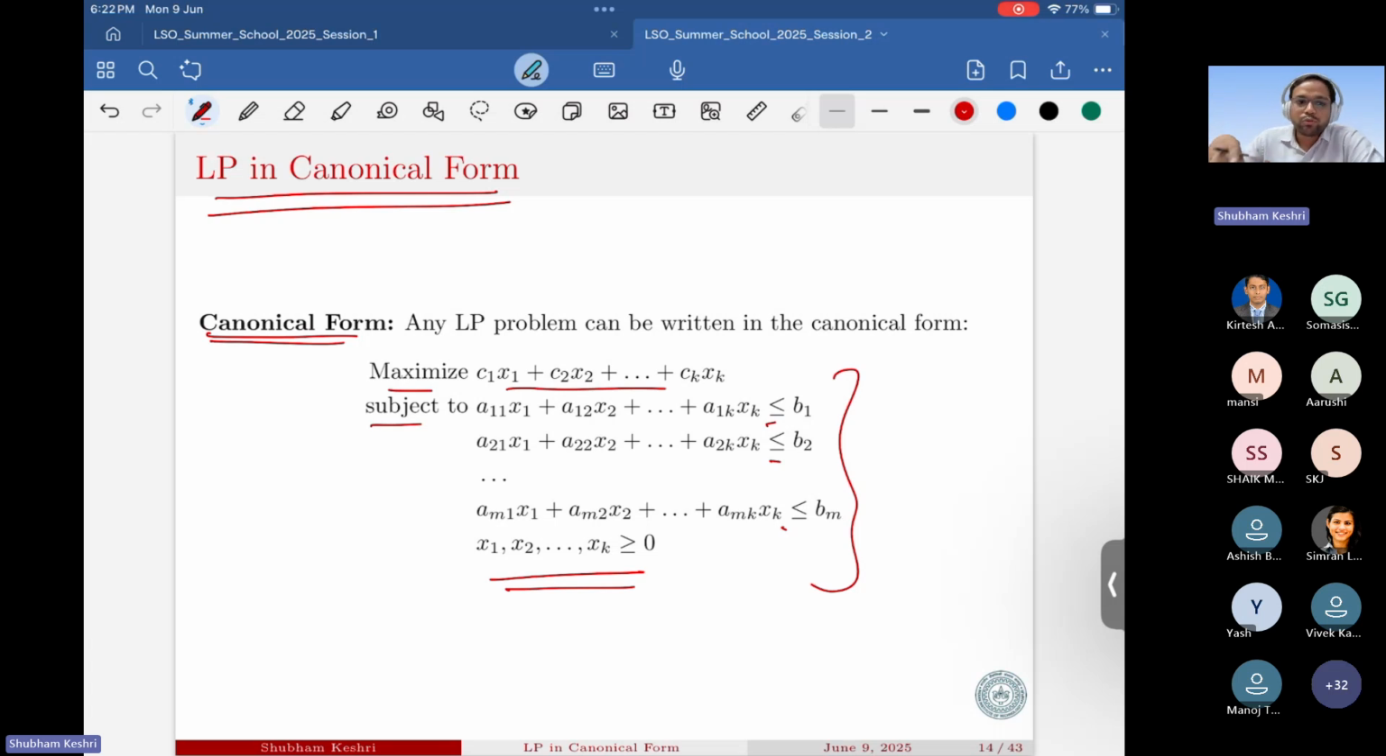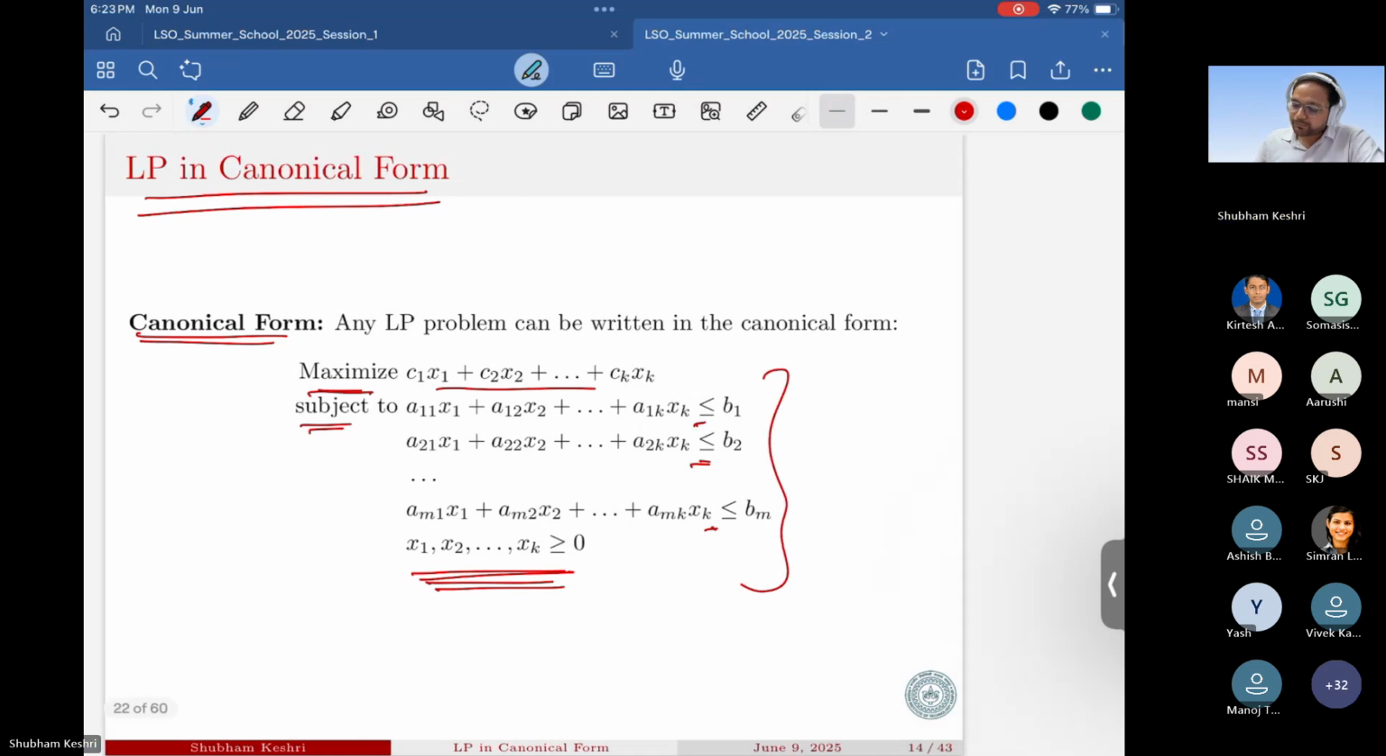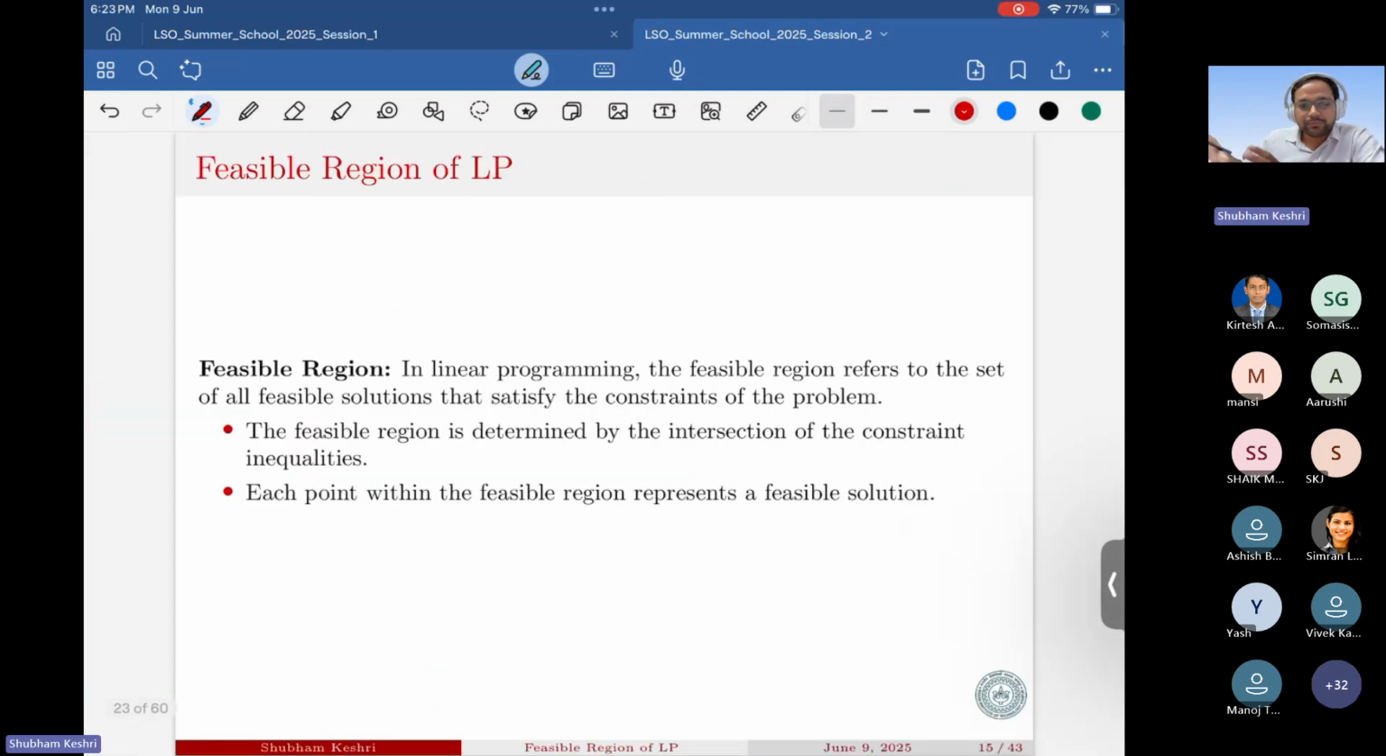If you don't know how to convert an LP to canonical form, you can go and read books. But take my word, any LP can be converted to canonical form. And this is what a canonical form is: a maximization type objective, the constraints are less than or equal to type, and the variables are greater than or equal to 0 type. We will use the canonical form of LP going forward.